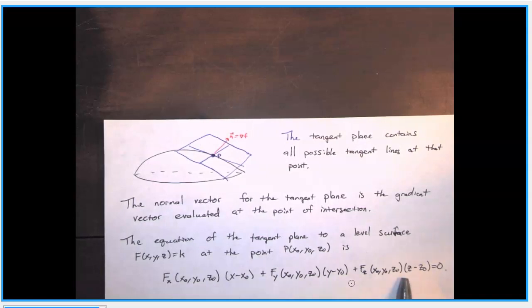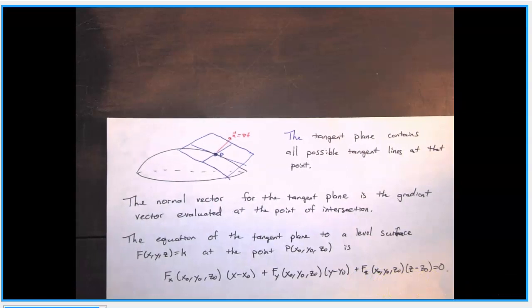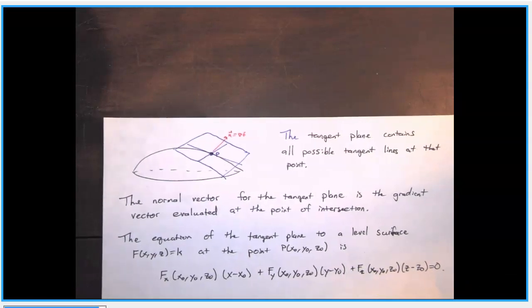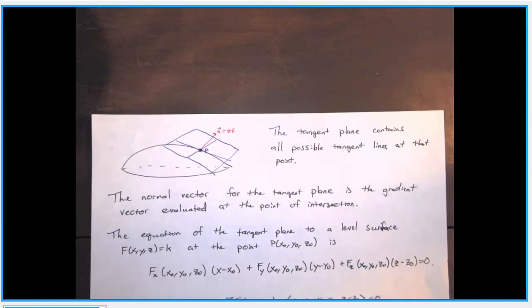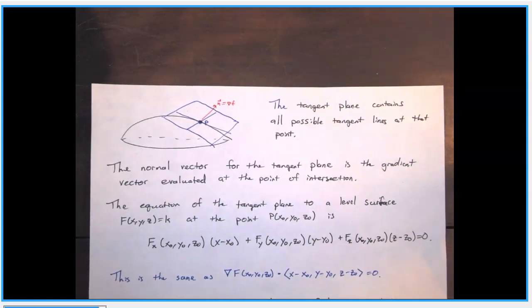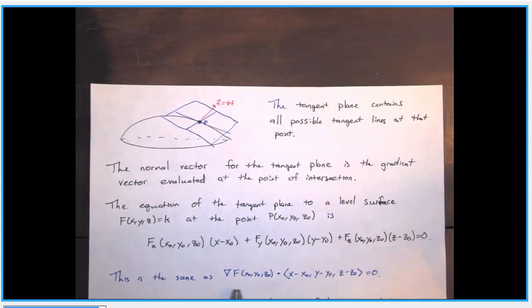So here x, y, and z are variables. X naught, y naught, z naught, again, are our fixed point. So this is the same as the equation for a plane that we saw in chapter 12, except now the components of the normal vector are the components of our gradient. So we could rewrite this tangent plane as the gradient evaluated at a point dotted with this vector x minus x naught, y minus y naught, z minus z naught.